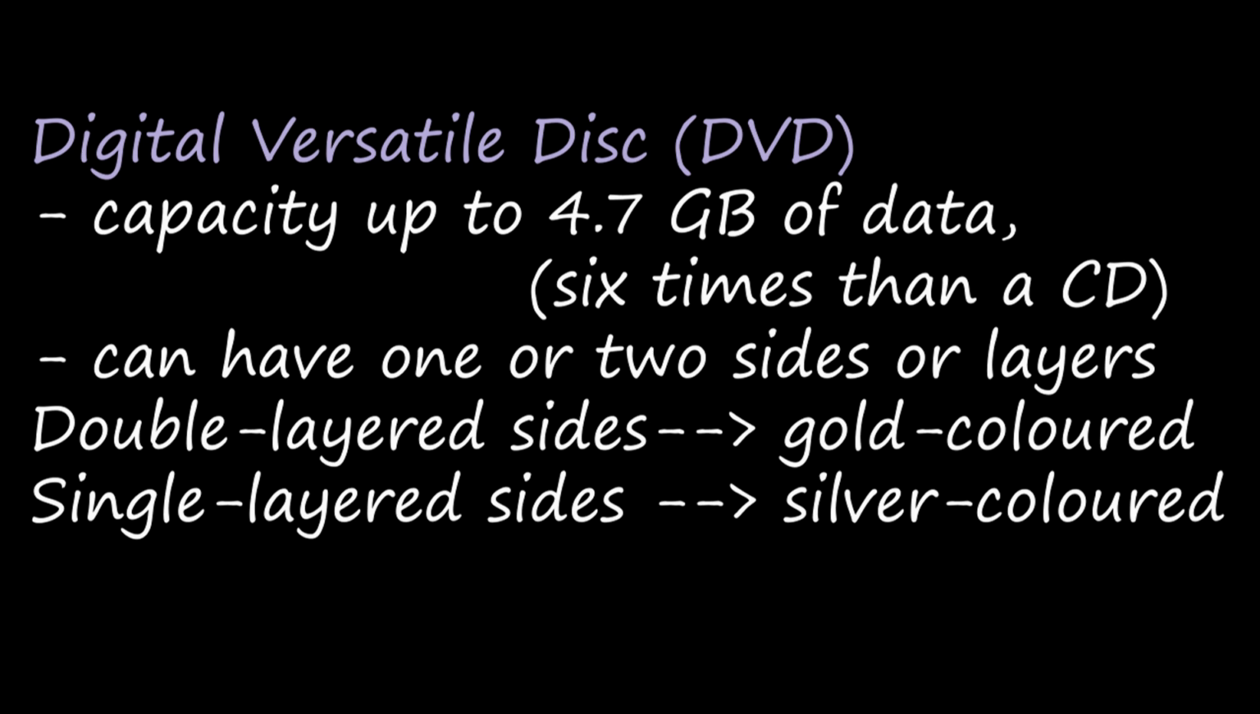We have seen silver colored CDs in our locality, right? So these are single layered or single sided CDs. If it is a double layered or double sided DVD, it will be gold colored. Double layered means gold colored, single layered means silver colored. Next we are going to see about flash memory.